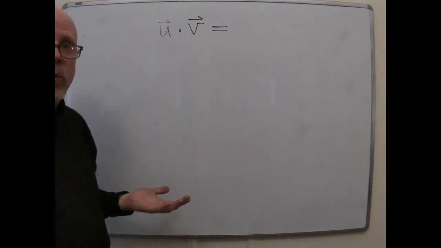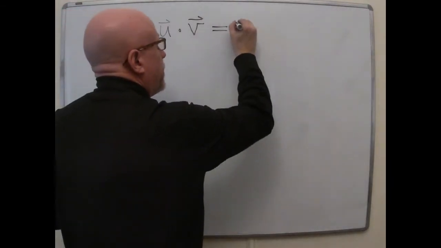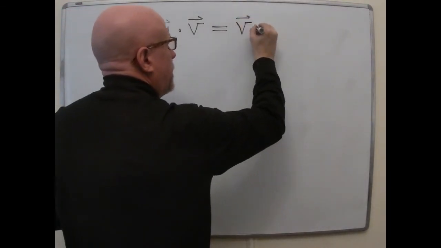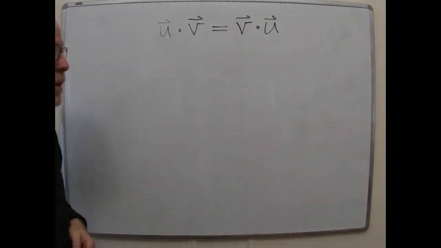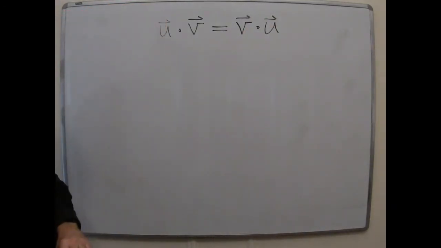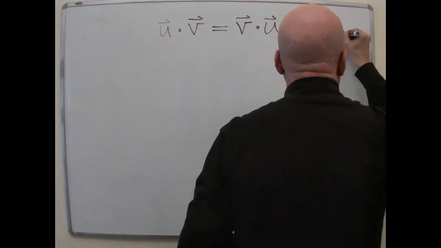None of which depends on which one I think of as the first vector or the second vector. So isn't this just patently obvious that u dot v is equal to v dot u? I think that just comes from thinking about the geometry of one of the ways to calculate the dot product. So this is the commutative law, and yes, dot products obey it.